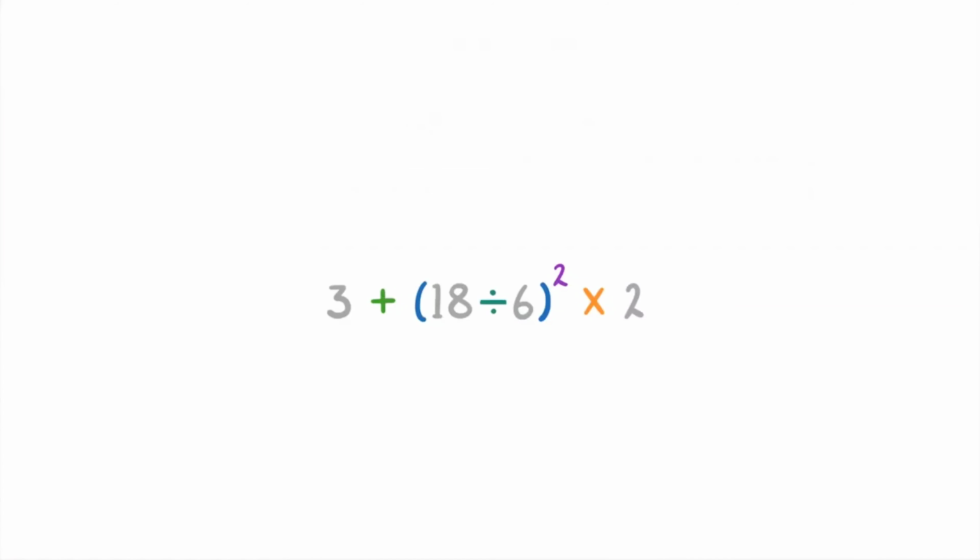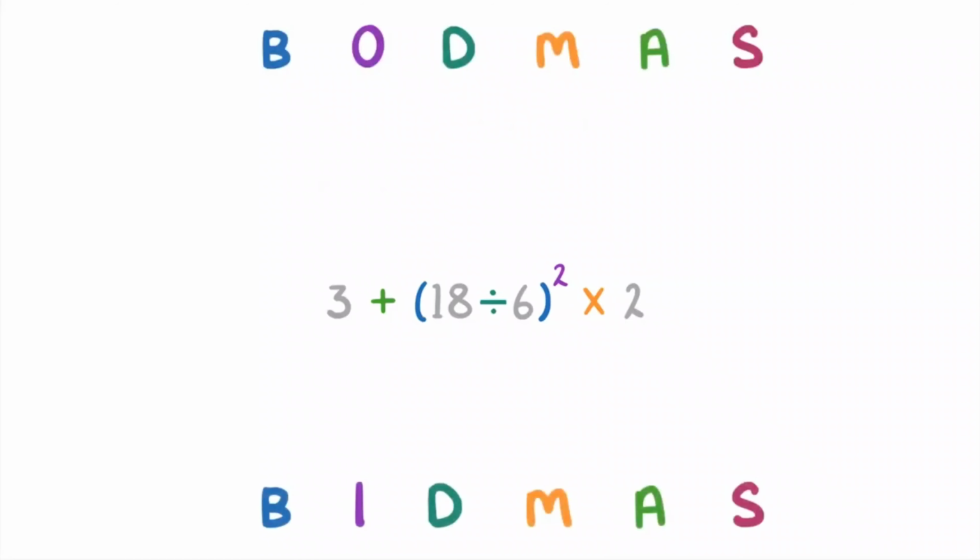To help us remember this order, we can use something called BODMAS or BIDMAS, which are both exactly the same, except for this second letter, which can be an O or an I, depending on which one you've learned. Each letter stands for a different operation, and the order of the letters tells us the order in which we should do the operations. So first, we should always look at the brackets.